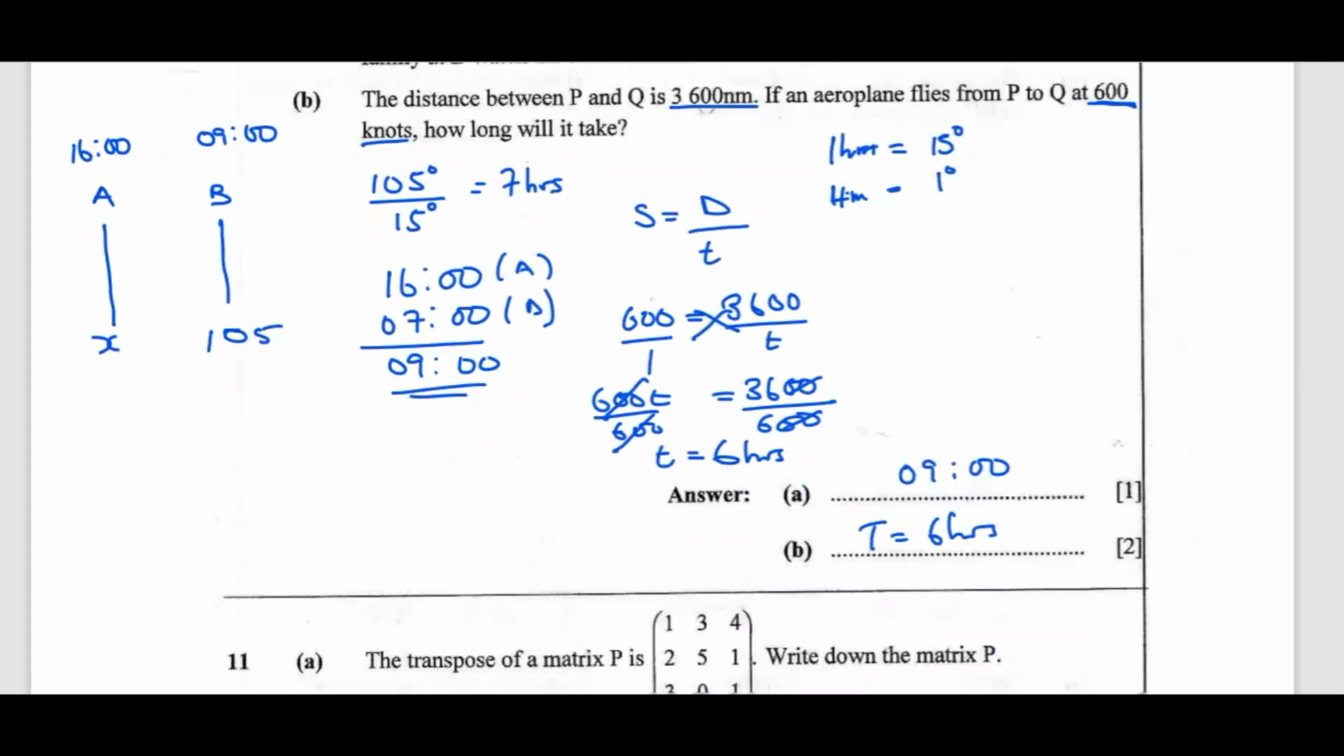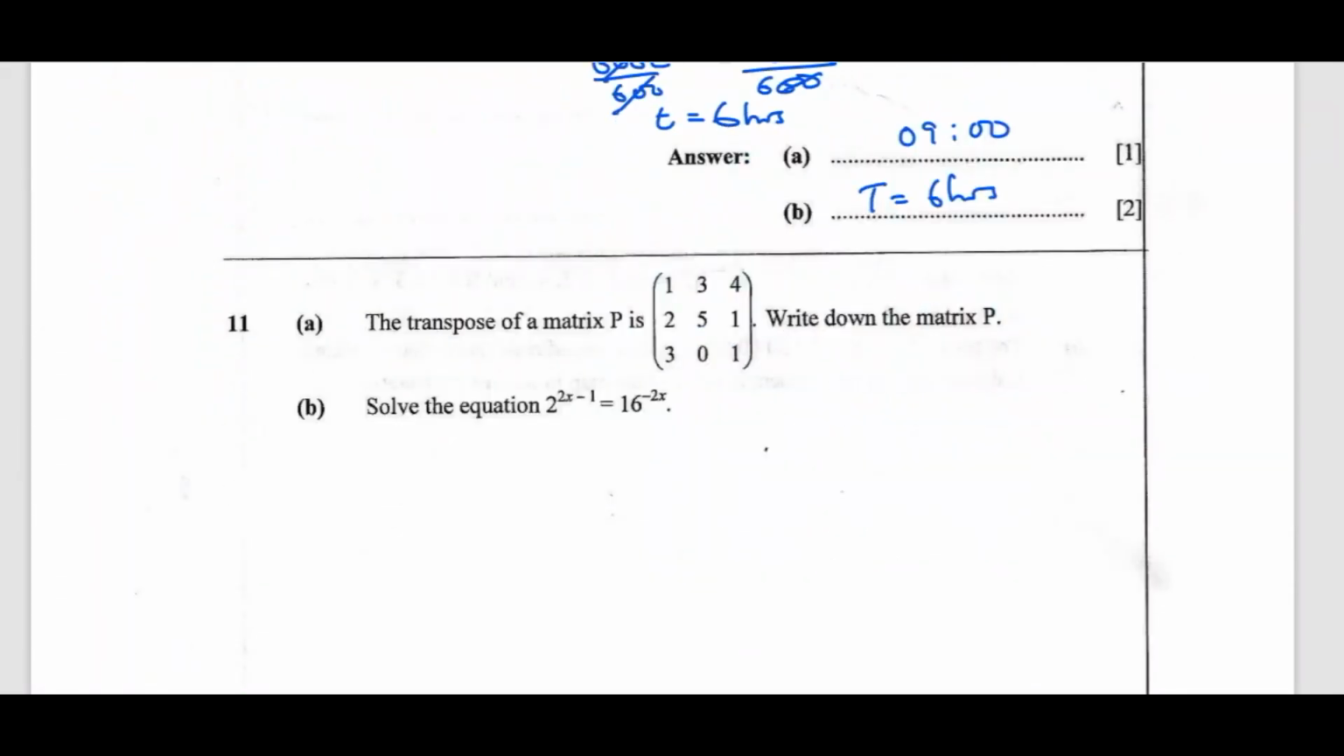Okay, so we can move. The transpose of matrix P is, write down the matrix P. It is very simple. For the transpose, you just change the rows and the columns. A column will be a row. So we're going to copy these numbers that we have here, and they will be rows.